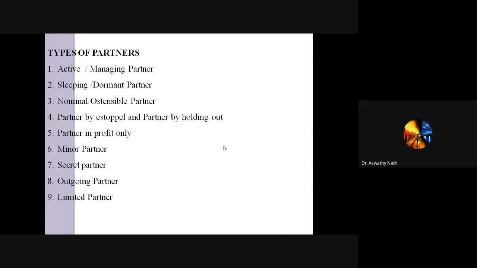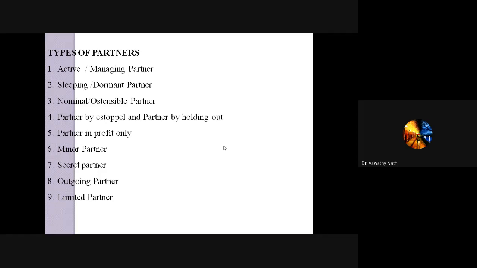So a secret partner is a partner of the firm who doesn't want to disclose his relation with the firm to the public. He always wants to be a secret. He doesn't want to disclose his name to the public. So that's called a secret partner.